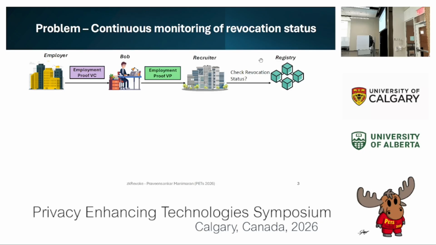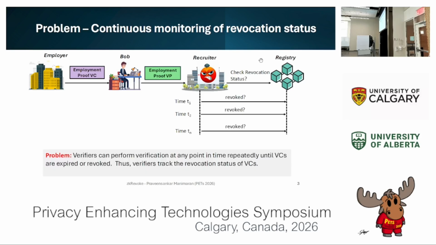The problem in this flow is that once a recruiter gets access to the VP, the recruiter, if it is malicious, can continuously check the revocation status, till the end of expiration or revocation. Essentially, just by giving access to the VP, verifiers have the capability to track the revocation status. So we want to address this issue in this work.